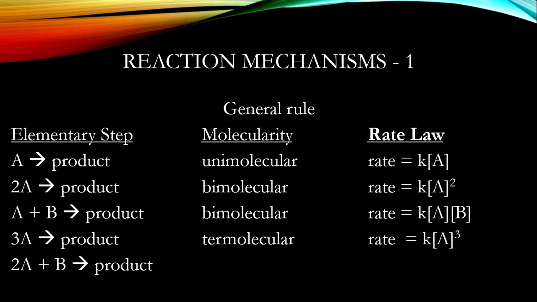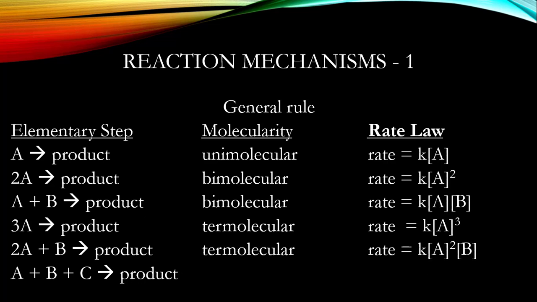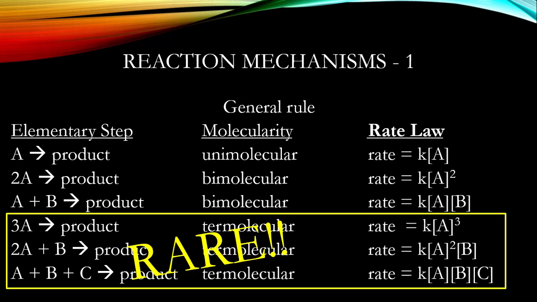You could have 2 and 1, once again termolecular, with a rate law that has the concentration of A squared and the concentration of B to the first power. Or you could have three different reactants. Because there are three, it's termolecular, and the rate would be the rate constant times the concentration of each of the reactants. But do remember, the termolecular steps are exceedingly rare.